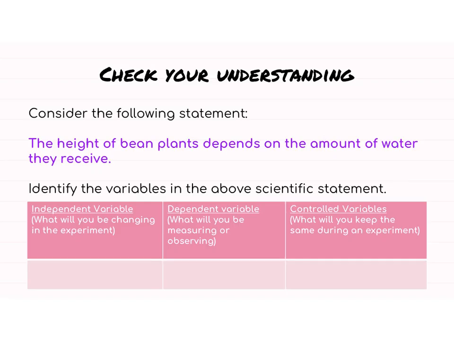Guys, let me first check if you still remember what we explained in the previous sessions. Let's consider this scientific statement: the height of bean plants depends on the amount of water they receive. What we have to do for this statement is identify the variables: the independent variable, the dependent variable, and the controlled variable. Please pause this video for 1 minute, try to find the answers, and then we will check the answers together.